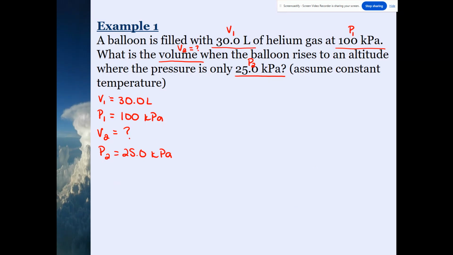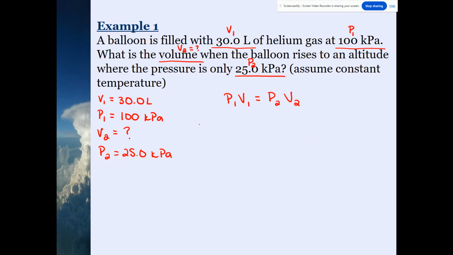The reason listing your variables is helpful is that it lets you know which formula you're going to be using. You want to use the formula in this question that deals with volumes and pressures, and that's Boyle's law. Boyle's law is P1V1 equals P2V2. Okay? Now, you can either rearrange the formula first and then put your variables in, or you can put your variables in and then rearrange. I usually put my variables in first and then rearrange.